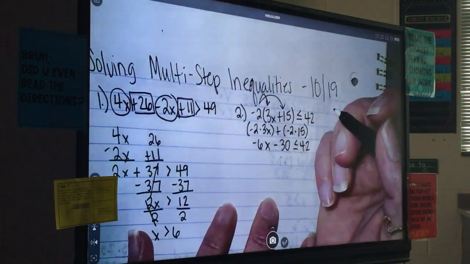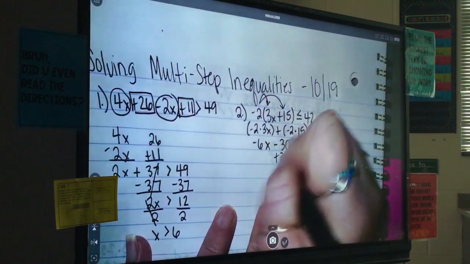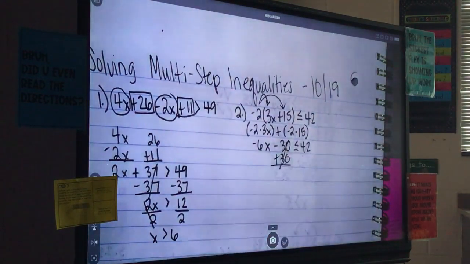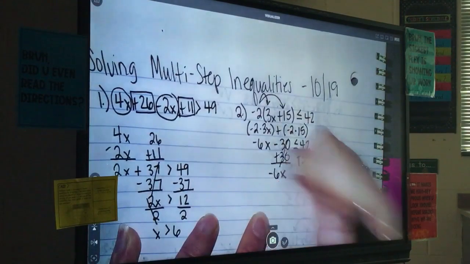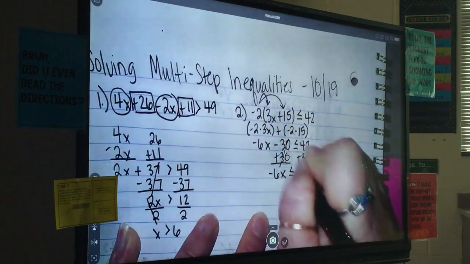Or add it on. There we go. Because if you subtract from both sides, you're going to get a very different answer than if you add on both sides. So it's very important that you guys are paying attention to that. Then you have negative 6x is less than or equal to 72.